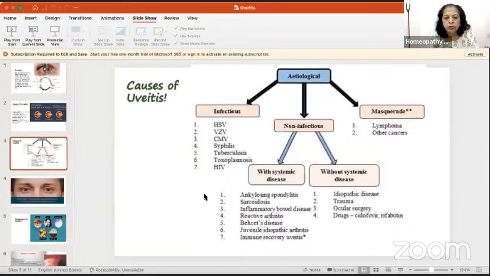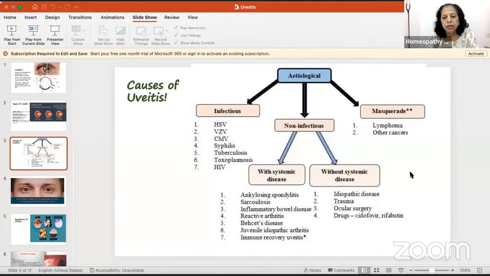Now, what are the causes of uveitis? Causes of uveitis, if we talk, it is known because of infection and non-infection and masquerades. So infection, most common is viral infection, herpes zoster, herpes simplex, CMV, syphilis, tuberculosis, toxo. These are the types of infection that can lead to uveitis. And non-infection is the ankylosing spondylitis, sarcoidosis, and Behçet's and many other diseases. We have to ask the patient about a history of injury, or any drugs which are taken.